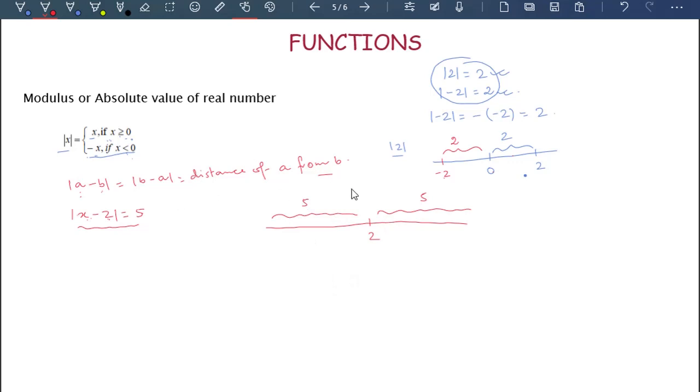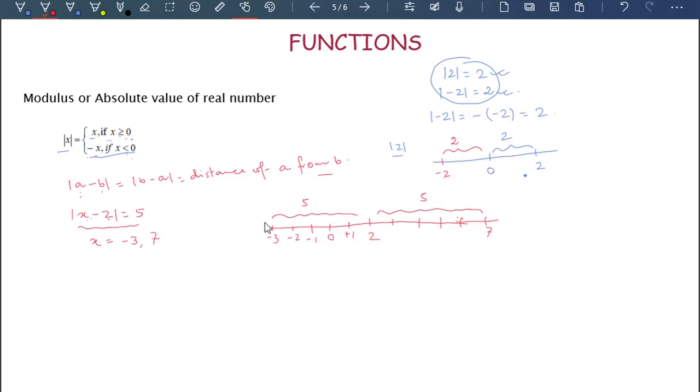It can be on both sides. Here, after 2 comes 3, 4, 5, 6 and 7. This is a distance of 5 units. Similarly, on this side what will it be? 1, 0, -1, -2, -3. So we can write x is equal to either -3 or x is equal to 7.